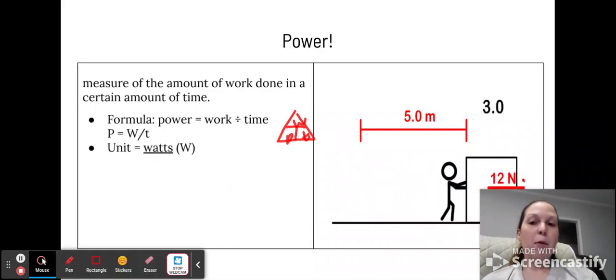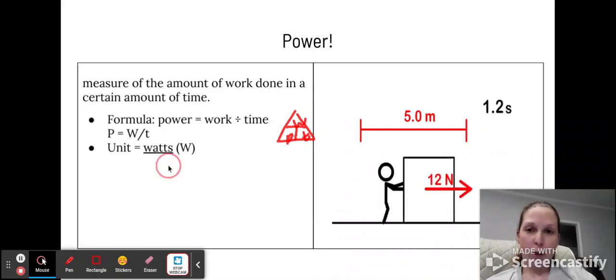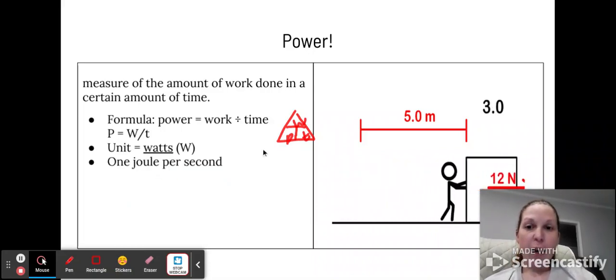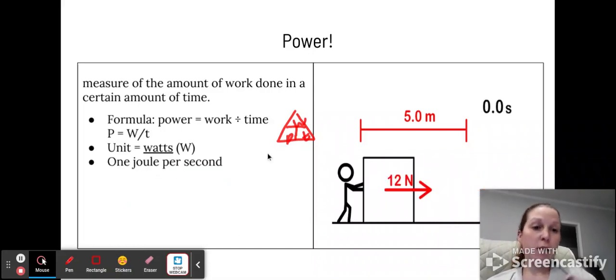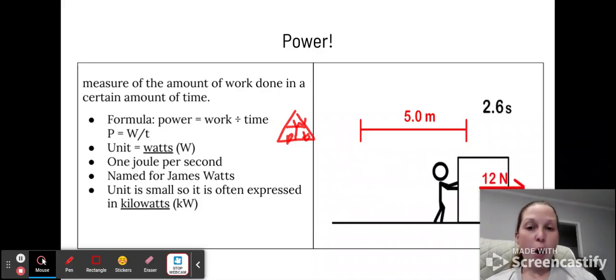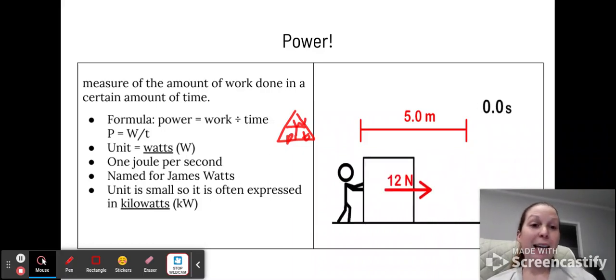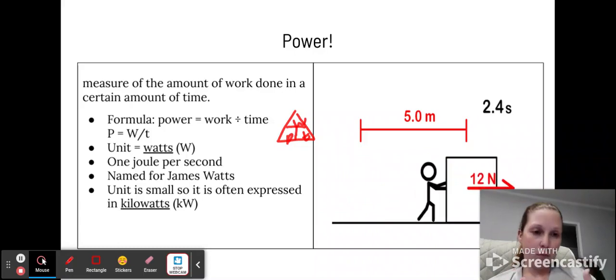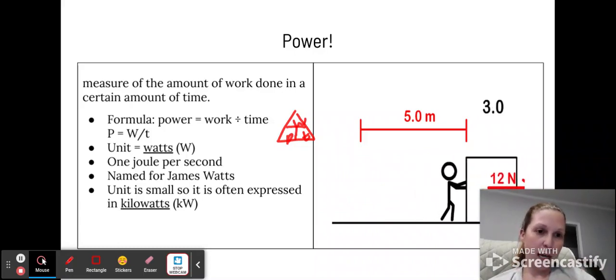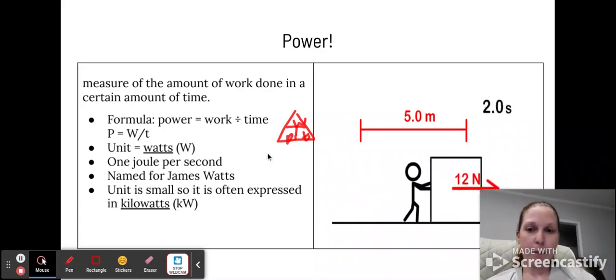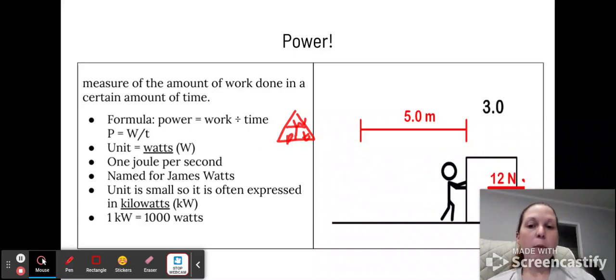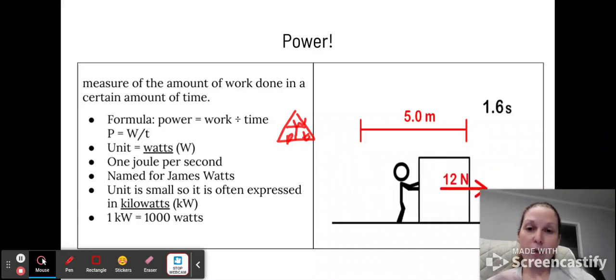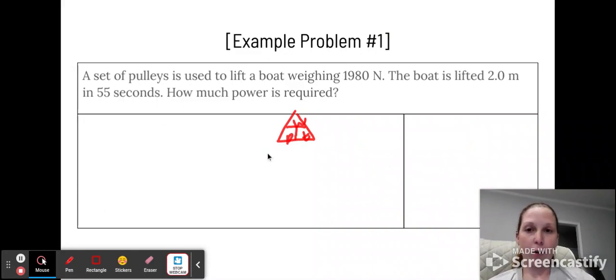Your unit for power is known as a watt, so a capital W. That is 1 joule per second. It's named after James Watt. And it's so small that we often express this in kilowatts. In normal measurements we use every day in terms of power, we use kilowatts. Remember, the prefix kilo is 1,000, so 1 kilowatt is 1,000 regular watts.